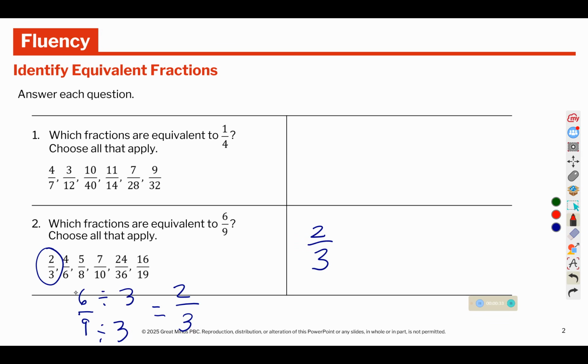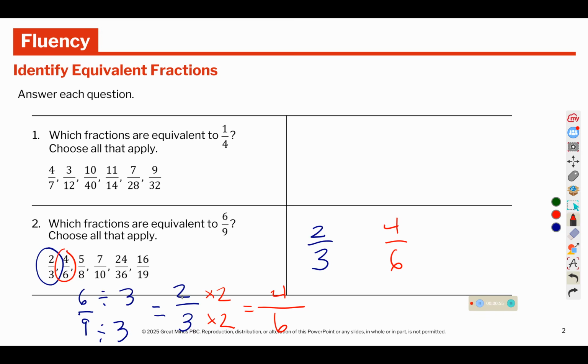Then I can change a 2 into a 4 by multiplying by 2. To keep an equivalent fraction, I have to multiply the top and the bottom by the same number. So the top 2 times 2 is 4, and 3 times 2 is 6, which is also in our list.